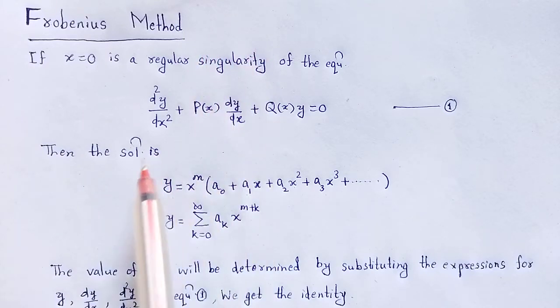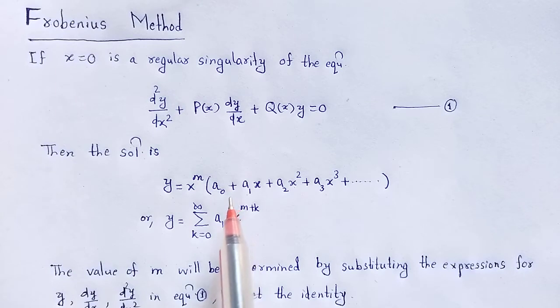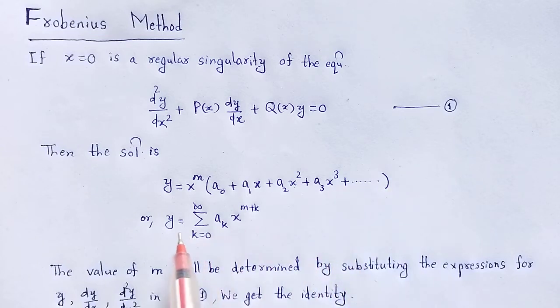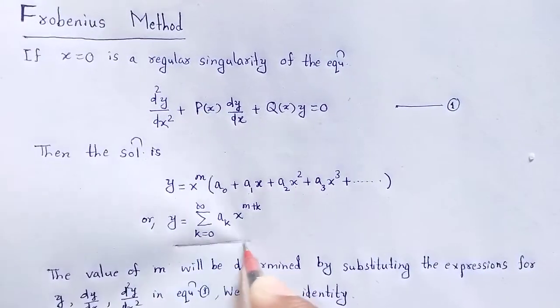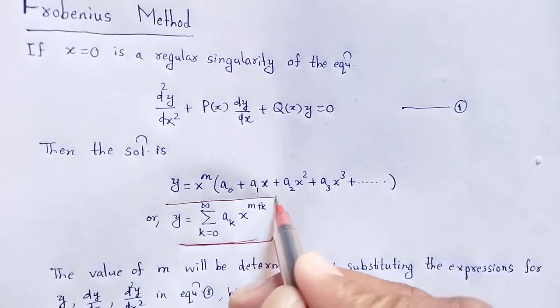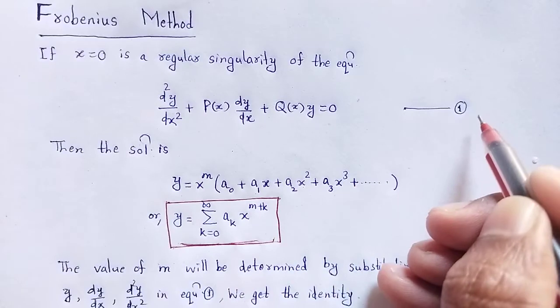What is the method? The solution is taken as y is equal to x to the power m times (a0 plus a1 x plus a2 x square plus a3 x cube, and so on). That is, y is equal to summation over k is equal to 0 to infinity a_k x to the power m plus k. This is the solution of the given differential equation, that is the differential equation written in equation 1.